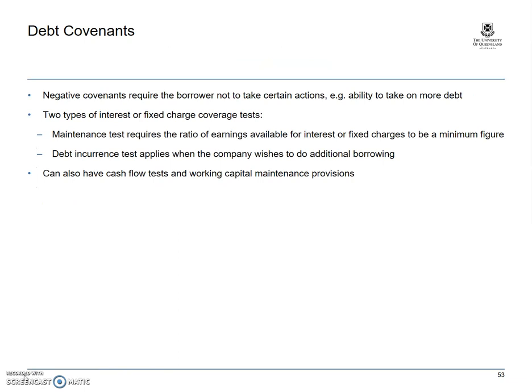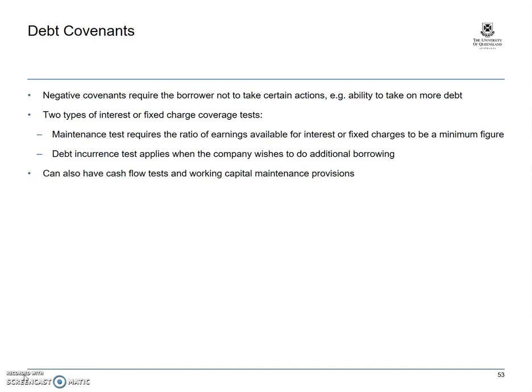Another important note when we're doing credit analysis is to understand debt covenants. In the contract between the issuer and the investors, there are often covenants. These are contractual obligations that the firm has to abide by to make sure that they don't enter into a default. Often these are negative covenants requiring the borrower not to take certain actions. For example, they can promise not to take any more debt on.